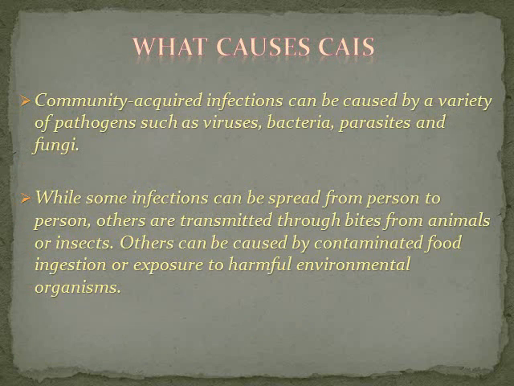The causes of community acquired infections can be caused by a variety of pathogens زي الفيروس، البكتيريا، البارازيتس والفنجاي. While some infection can spread from person to person, others are transmitted through bites of animals or insects, others can be caused by harmful environment or organisms.